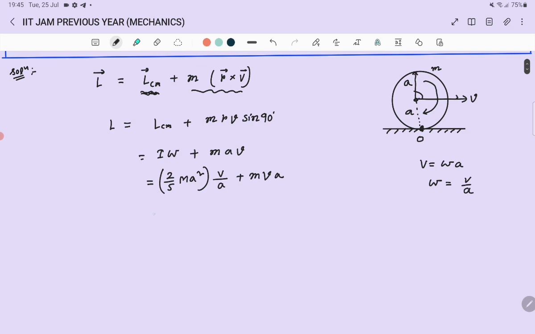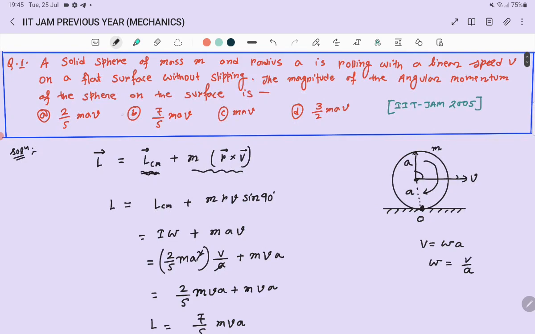Here one a will cancel out, so it will be 2 by 5 m v a plus m v a. So it will be 2 by 5 plus 1, that is 7 by 5 m v a. This will be our final answer, the magnitude of L, 7 by 5 m v a. So option B is correct.